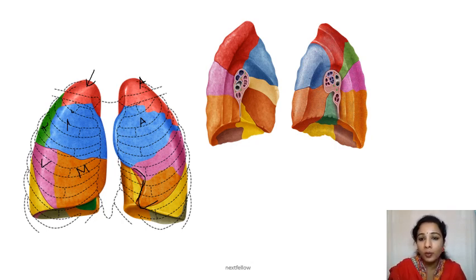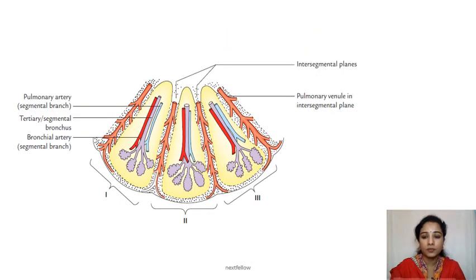So these are the bronchopulmonary segments. We know the bronchopulmonary segments are aerated by their own tertiary bronchi or segmental bronchi. Here is a schematic image which shows the bronchopulmonary segments and how they have blood supply and lymphatic drainage. If you see, inside each segment there is a tertiary bronchus or segmental bronchus, a bronchial artery, which is a segmental artery, and also the pulmonary artery. They lie inside the segment.